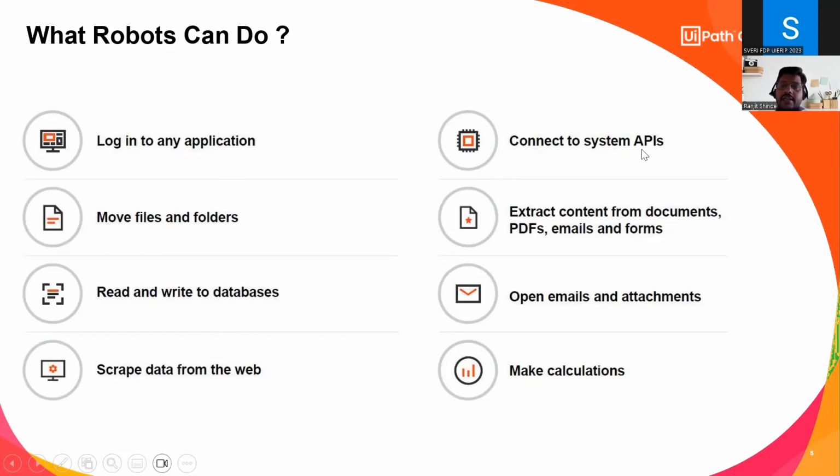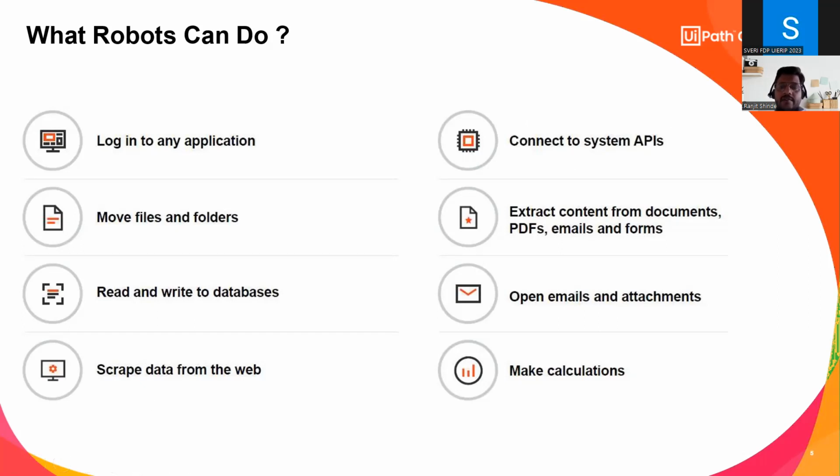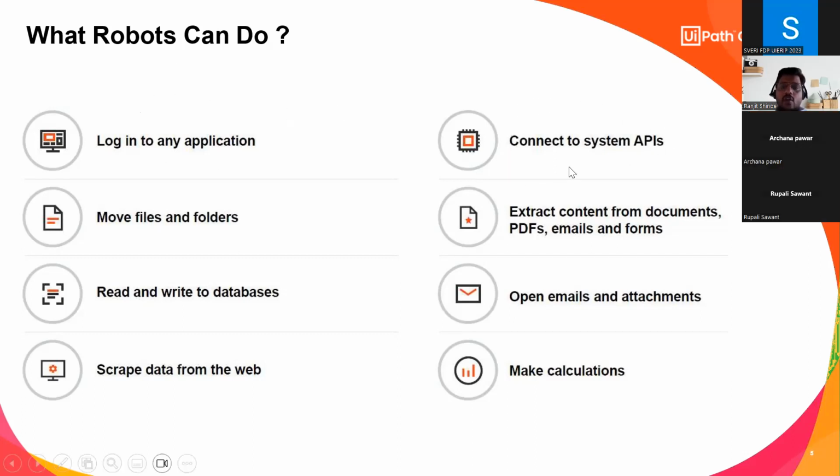Okay, then connect to system APIs. Connect to system APIs means, suppose nowadays Google has increased the security level, correct? So suppose I want to log in to a Gmail account, it will increase the security, meaning it will take time and do double authentication, correct? Whenever I'm logging in to Gmail, an authentication message comes to your mobile, and whenever we approve that request, then it will log in automatically, correct? But whenever we log in through the robot, we will take the APIs of that Gmail account and it will do all the email automation automatically.